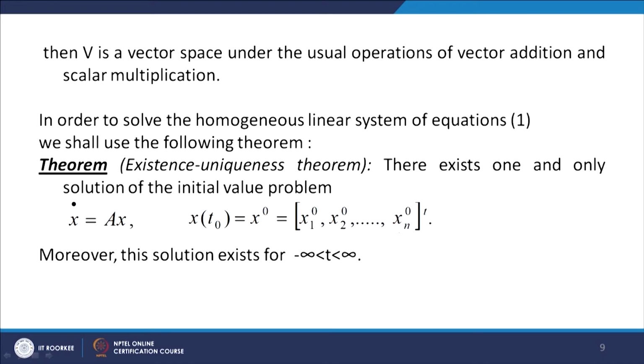So, when we take the transpose of the row vector, we get the column vector, and moreover this solution exists for minus infinity less than t less than infinity, over all real values of t. Do not confuse this t with this t. This t is the independent variable here. We shall need this theorem, and the existence uniqueness theorem you have already done for the equation dx by dt equal to f(t, x). The proof of this theorem follows along similar lines. Right now we will make use of this theorem.